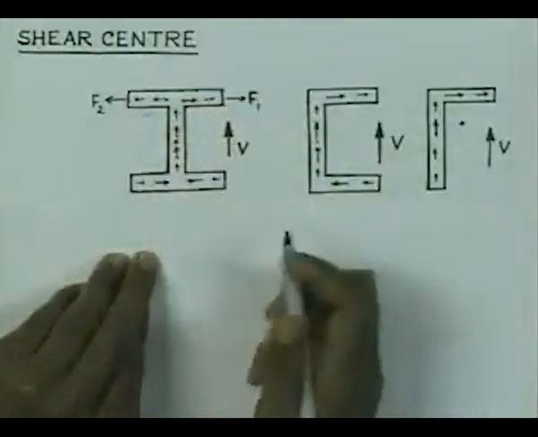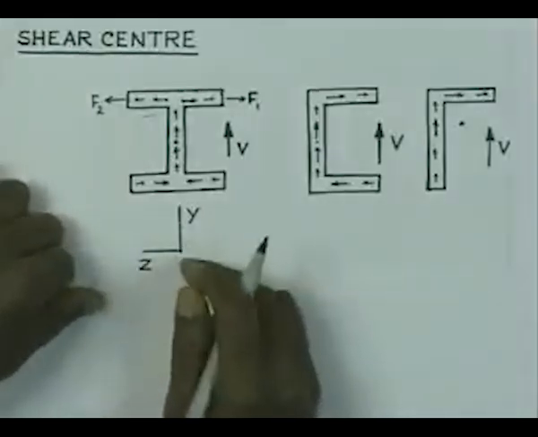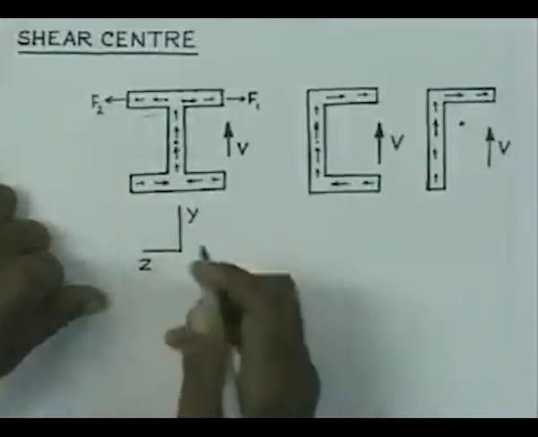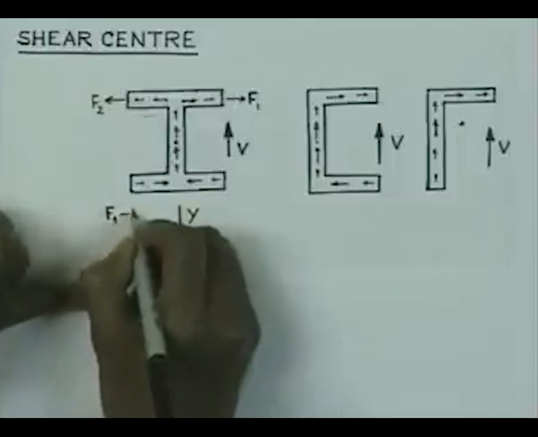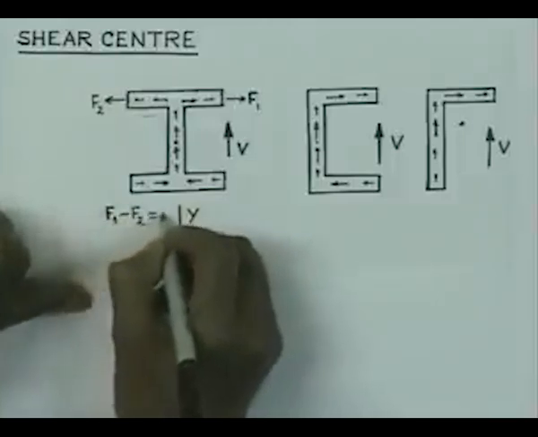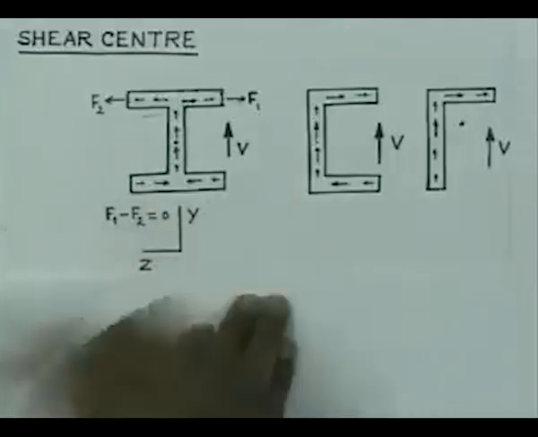Therefore, you do not have any net force acting in the horizontal direction. So, what you really have is that if the shear force is acting parallel to the y axis, in this case F1 minus F2 is equal to 0. Therefore, there is no net force in the horizontal direction, the z direction.